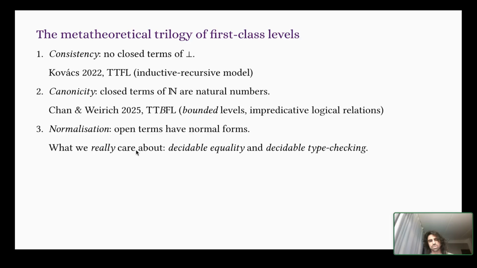And so normalization is a characterization of open terms. So we want every term in any context to have a normal form so that we can, for example, compare normal forms for equality. And this gives us a way of deciding equality between arbitrary terms. And so this is what this talk is about.